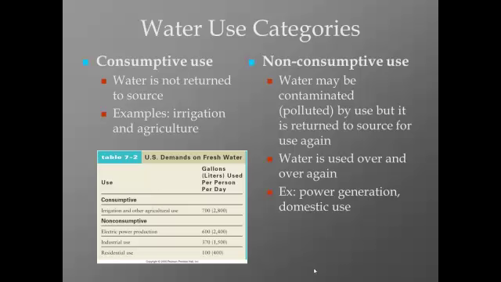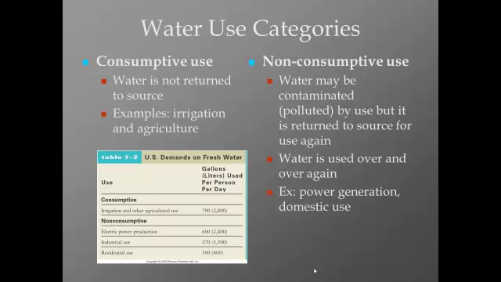Human use of water falls into two categories: consumptive and non-consumptive use. Consumptive use is that in which the water is not returned to its source. For example, in irrigation, water is taken from a waterway and placed on a field. It's not returned to that waterway. That's a consumptive use.